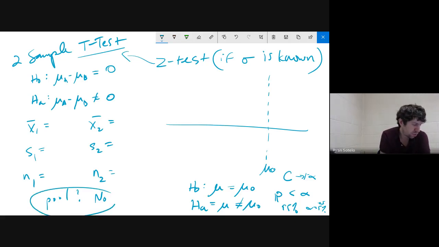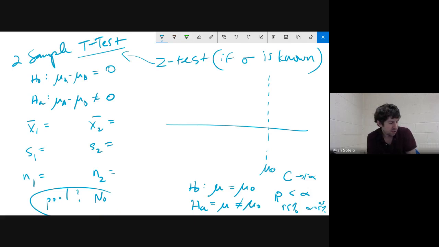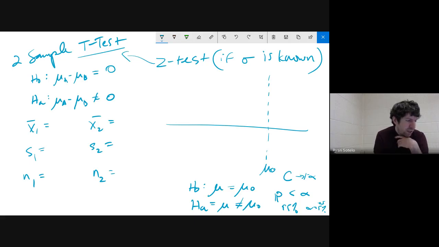Pooling kind of just assumes that the standard deviations for the two groups are about the same. Maybe they are, maybe they aren't. We're not going to make that assumption. So I'm just going to say, don't worry about thinking about that too much. Just always go with no pooling. So in your calculator, choose no for pooling, but otherwise just enter in your information for the two groups and get your p-value and compare your p-value against the alpha.